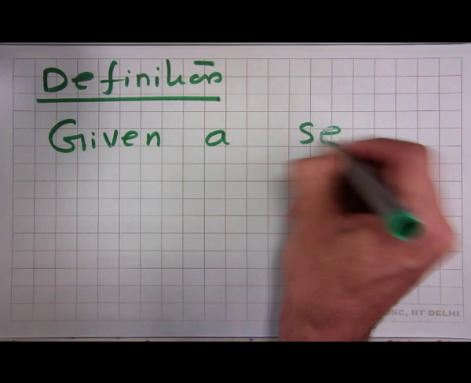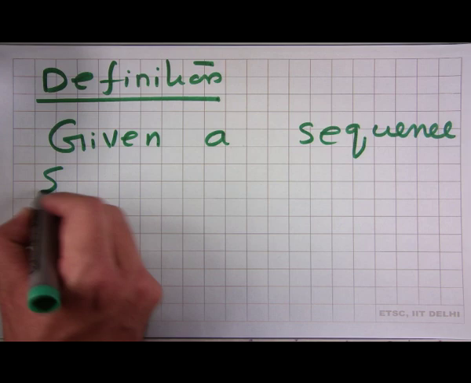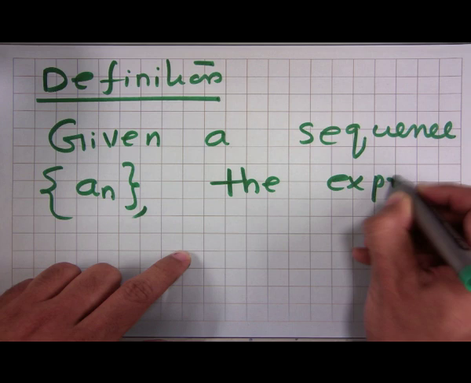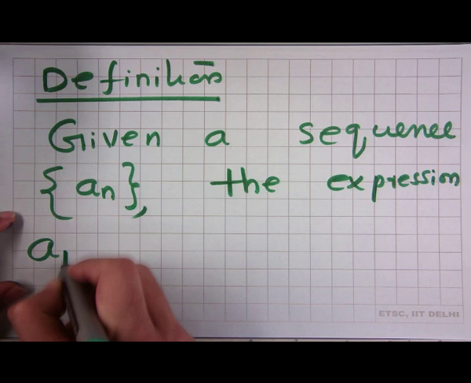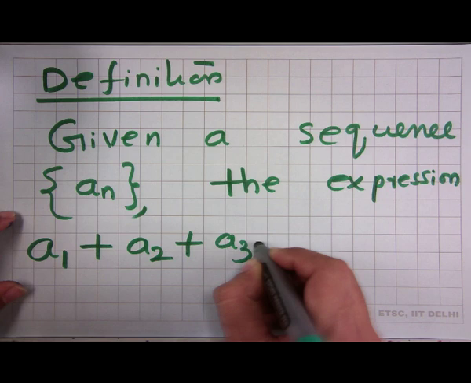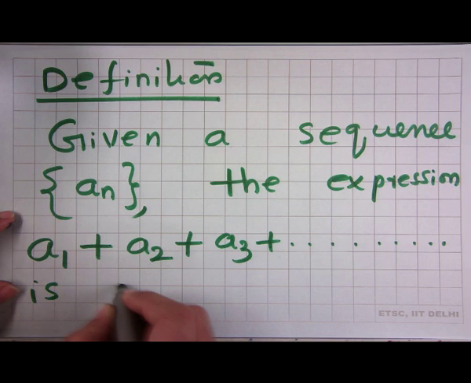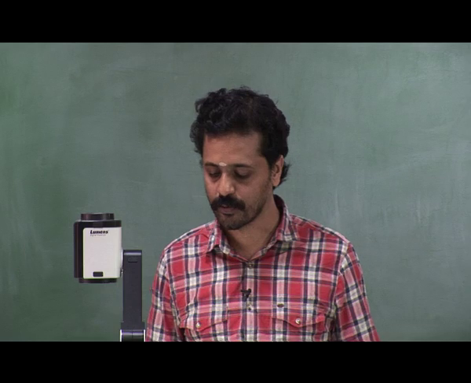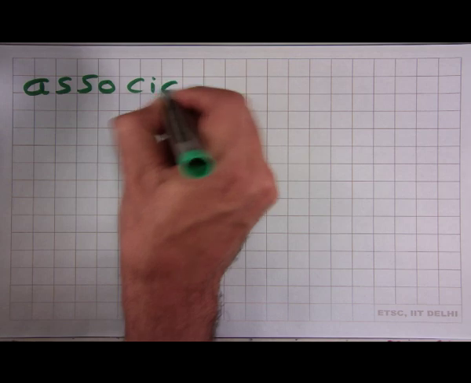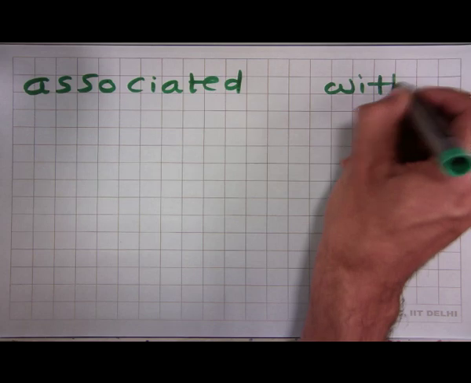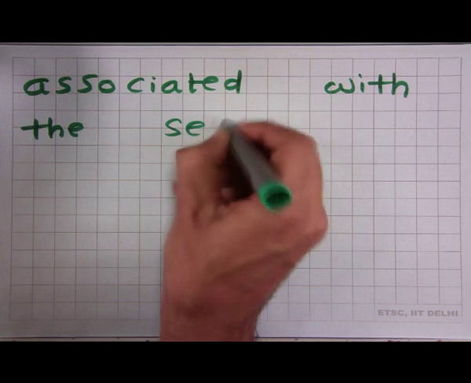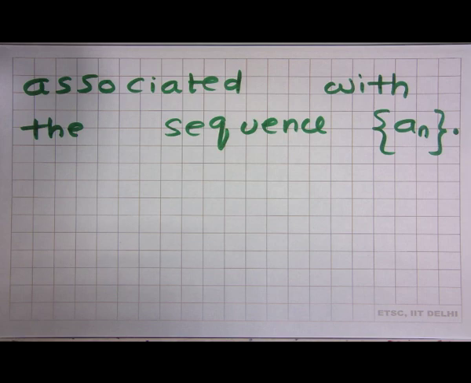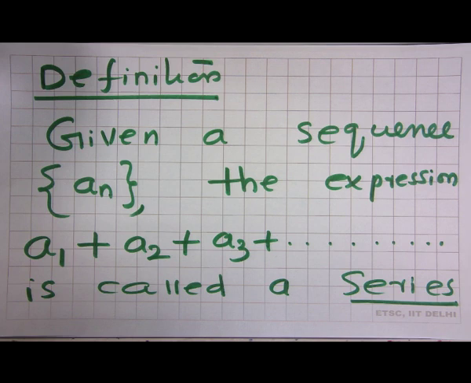Given a sequence a_n, the expression a1 plus a2 plus a3 plus etc. is called a series associated with the sequence a_n. Here is the definition for a series.